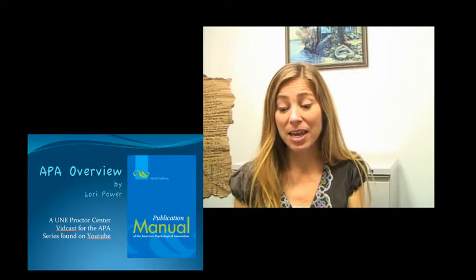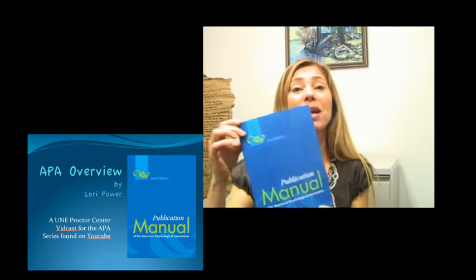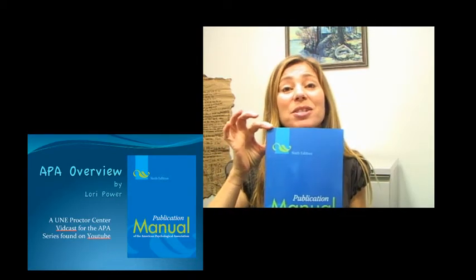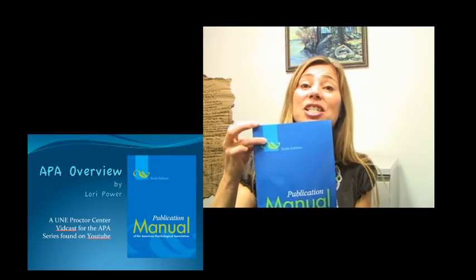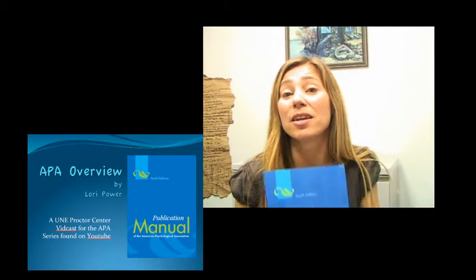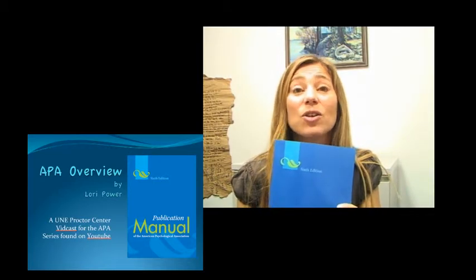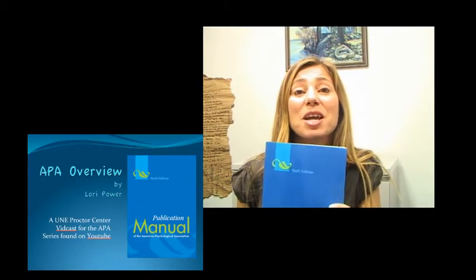What we mean by APA is the Publication Manual of the American Psychological Association. This is the 6th edition APA manual. It's blue. If you have a 5th edition or earlier, throw it right in the recycling bin, and you really would like to, it's a good idea to have a copy of this edition of the APA manual. It's a great resource for looking things up.